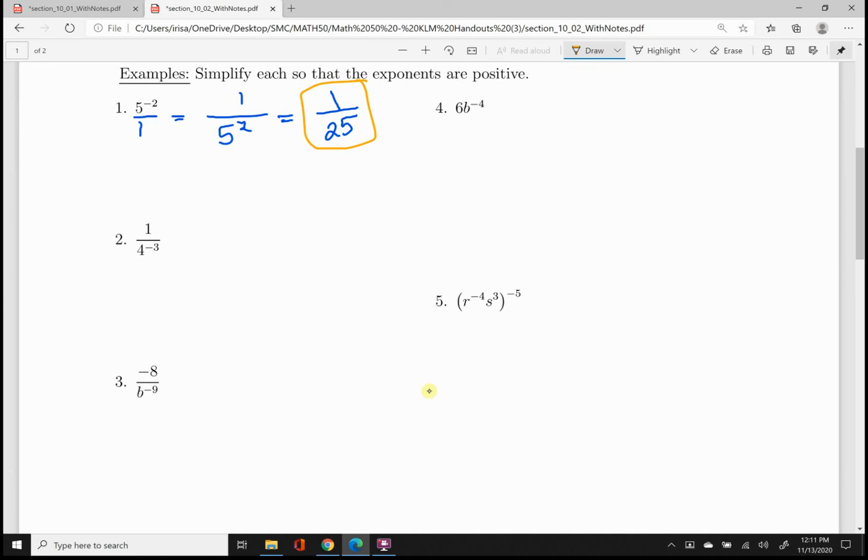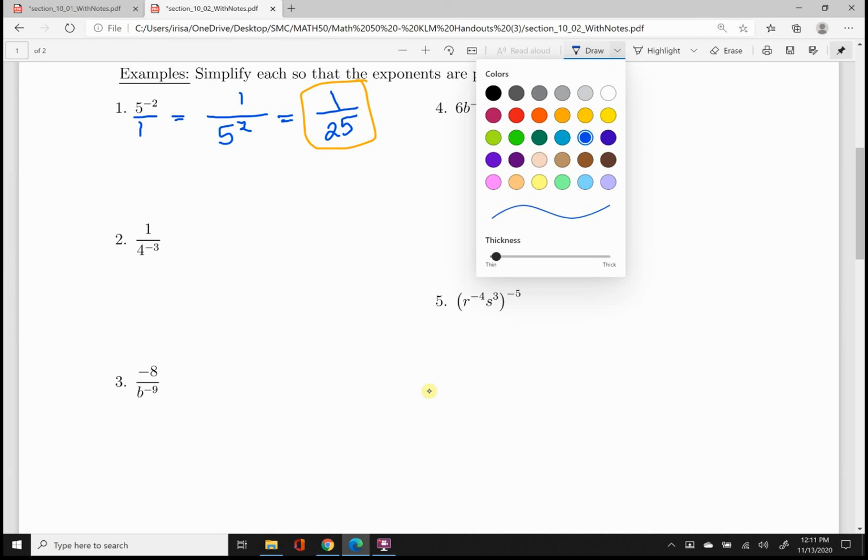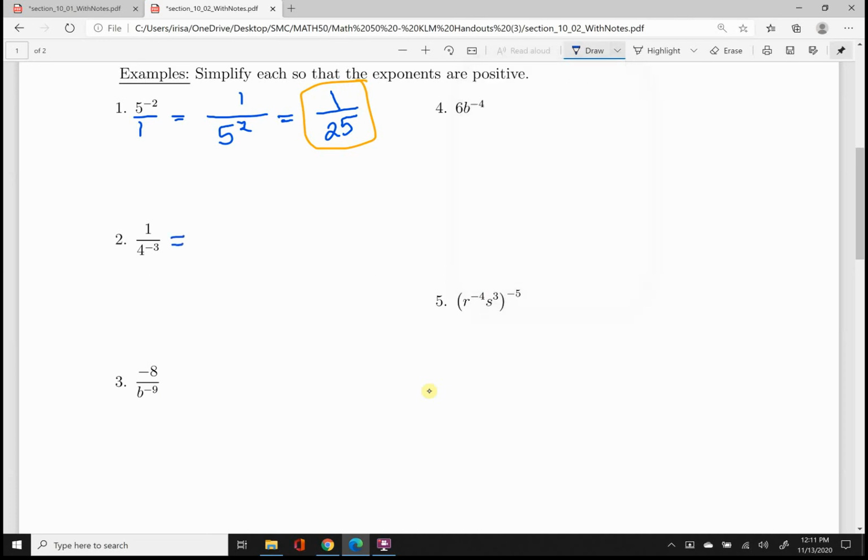Okay, let's do a similar thing here for number 2. Now let's throw it upstairs, right, and take away the negative sign. So that'll be 4 to the 3rd power over 1, or just call it 4 to the 3rd power, but then also evaluate it. 4 times 4 times 4 gives us 64. Okay.